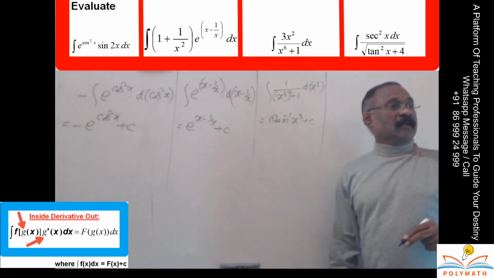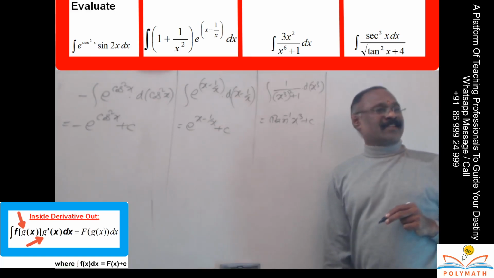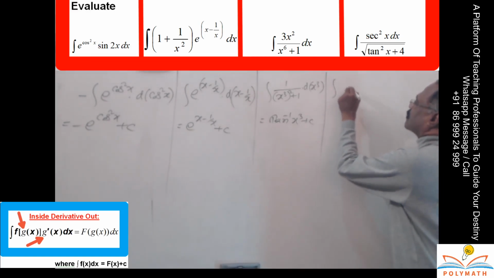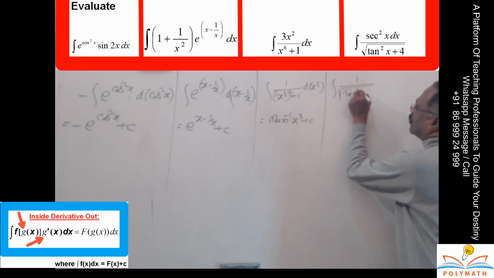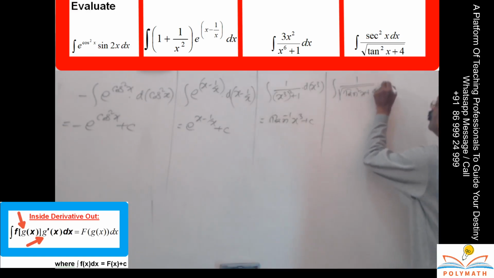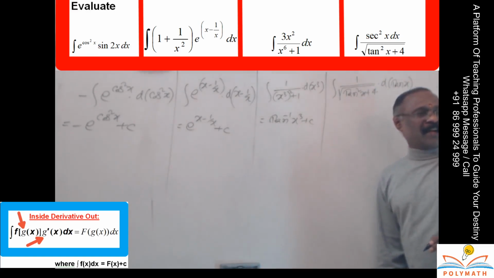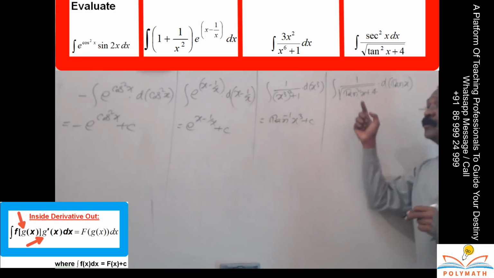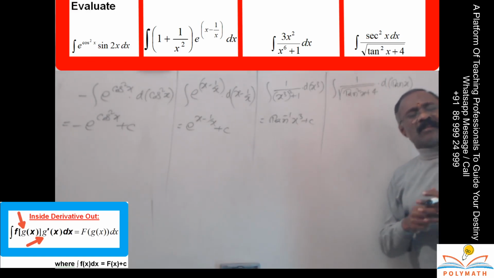Done. Next one. Integral of secant square x divided by root over tan square x plus 4. What is the derivative of tan x? Secant square x. So it is integral of 1 upon root over tan square x plus 4, into derivative of tan x. I wrote secant square x as derivative of tan x, which is nothing but integral 1 upon root over x square plus a square. You can write it as sine h inverse x by a.